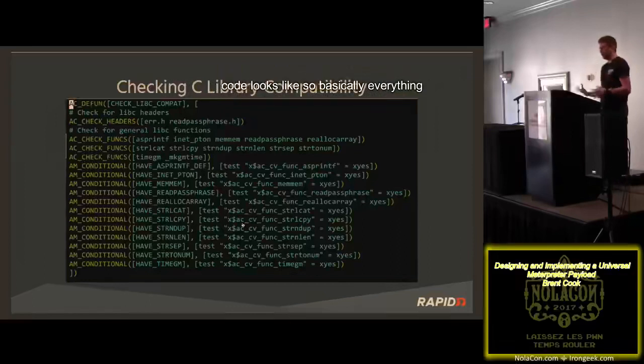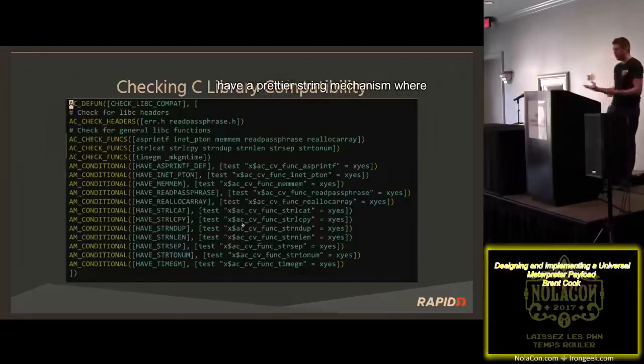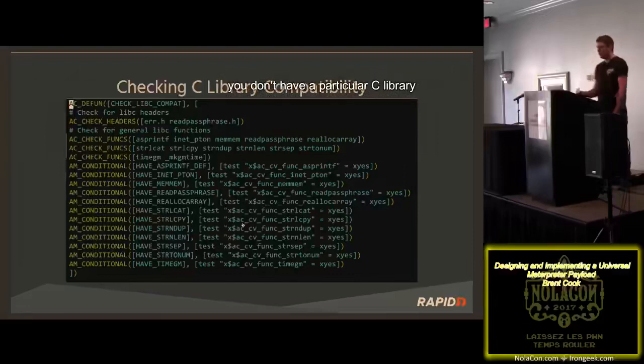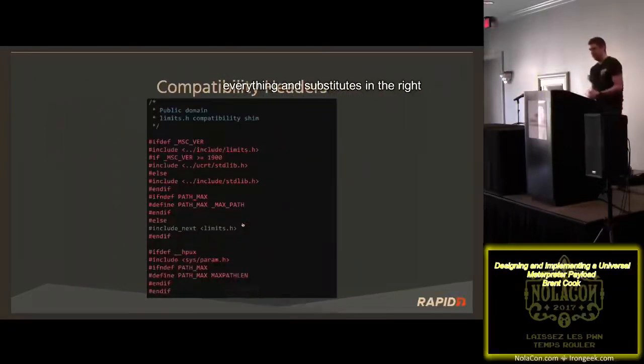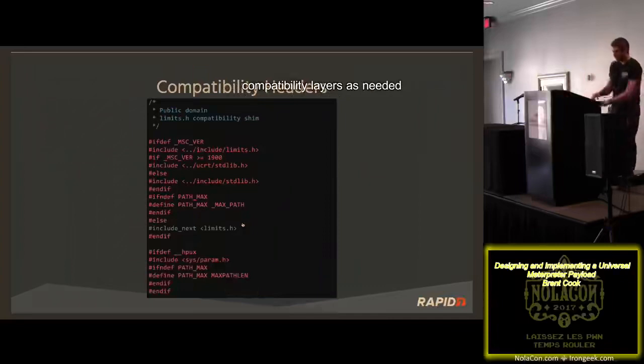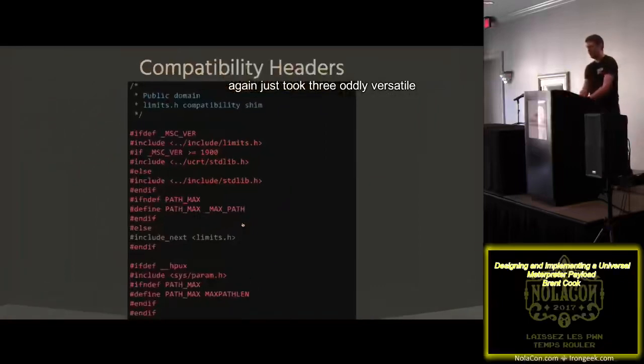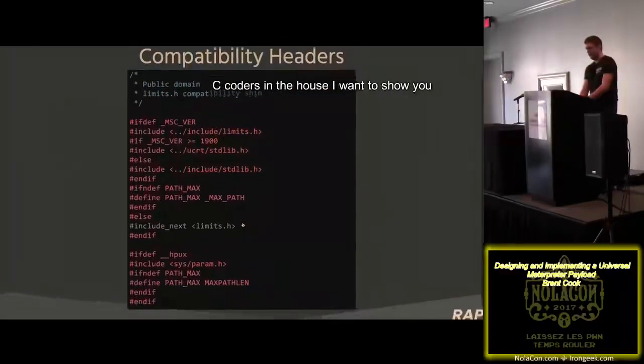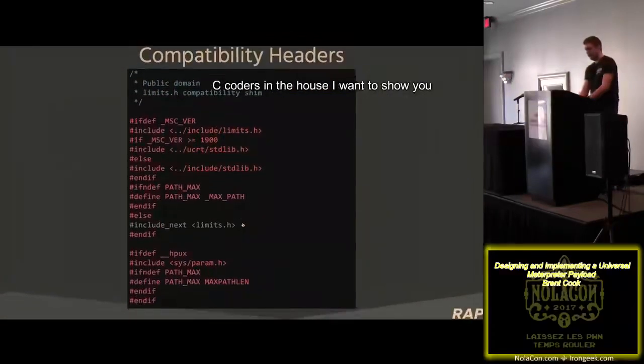And so this is what our system detection code looks like. Basically, everything can automatically fall back to built-in internal defaults. So if you don't have a particular string mechanism or you don't have a particular C library function, it automatically detects everything and substitutes in the right compatibility layers as needed. Again, I just took it straight out of LibreSSL and jammed it in here. I know there were some C coders in the house.